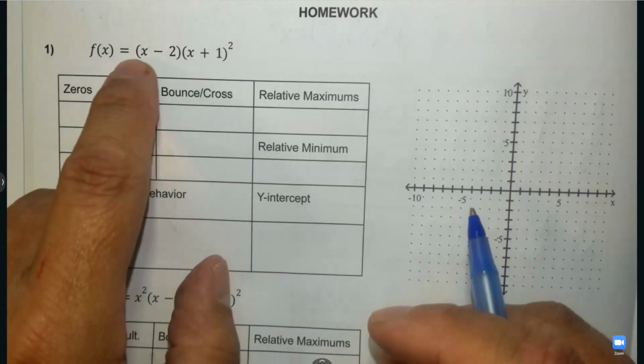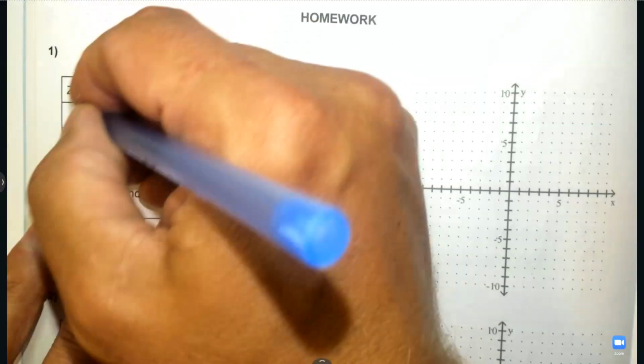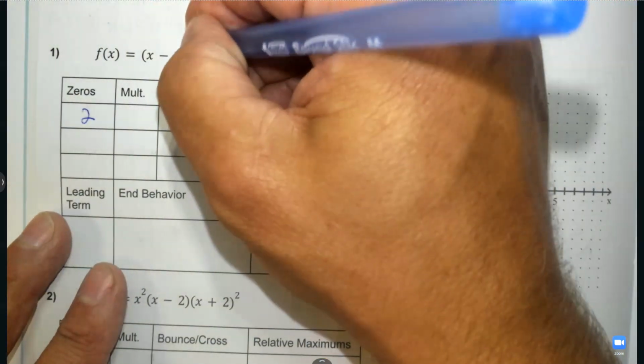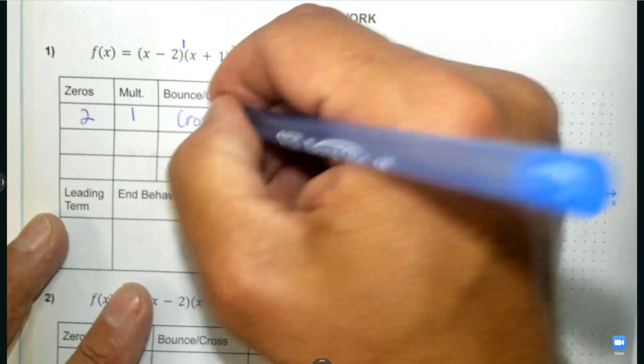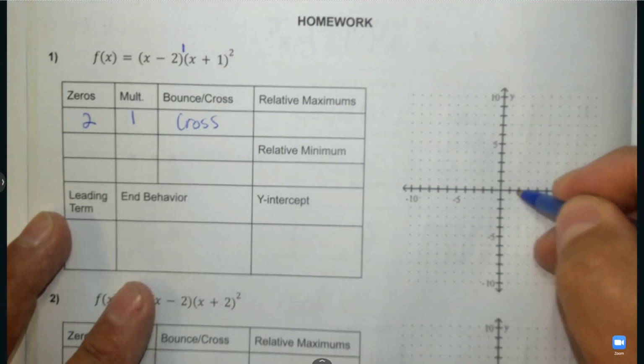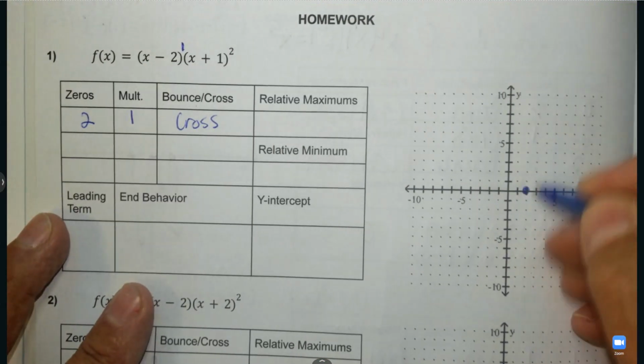Those are your x-intercepts. What number makes the first parenthesis 0? It's the opposite number. What's the exponent? That's odd, which means it's going to cross. So I can go right to my graph, find 2, and know it's going to cross.